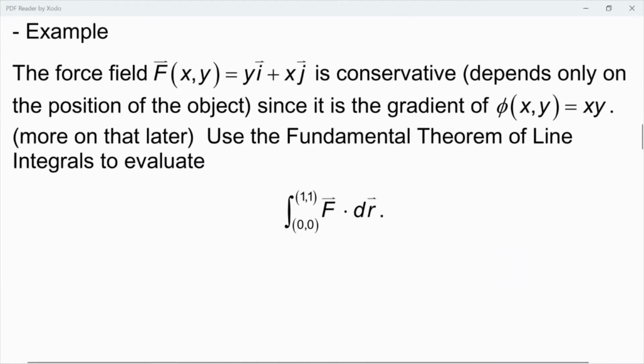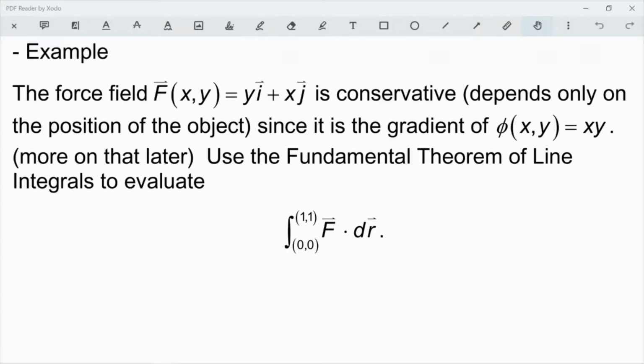All right, let's take a look at an example of this. It says the force field F = yi + xj is conservative, which means it depends only on the position of the object. We'll talk a little more about that later, since it is the gradient of phi(x,y) = xy. So think about what that means. If this were my function, xy, and I took the derivative with respect to x, I would get y. If I took the derivative of that function with respect to y, I would get x. And I'm thinking about partial derivatives here. So you can see how that force field is essentially going to be the gradient of that function phi.